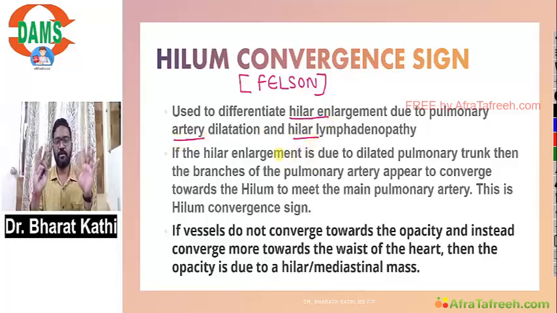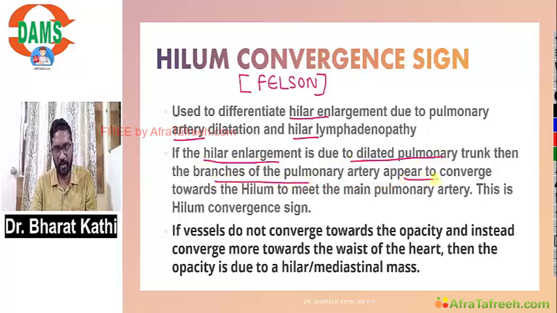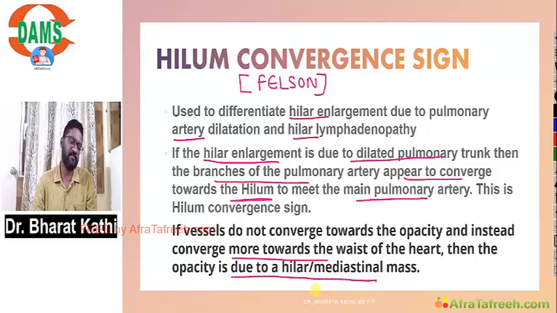Now you have come to a conclusion by hilum overlay sign that it is at hilum. Now the doubt arises, is it due to an enlarged pulmonary artery or a hilar mass? See here, if the hilar enlargement is due to dilated pulmonary trunk, then the branches of the pulmonary artery appear to converge towards the hilum and meet at the pulmonary artery. This is called hilum convergence sign. If vessels do not converge towards the opacity and instead converge more towards the heart, then the opacity is due to hilar or mediastinal mass.